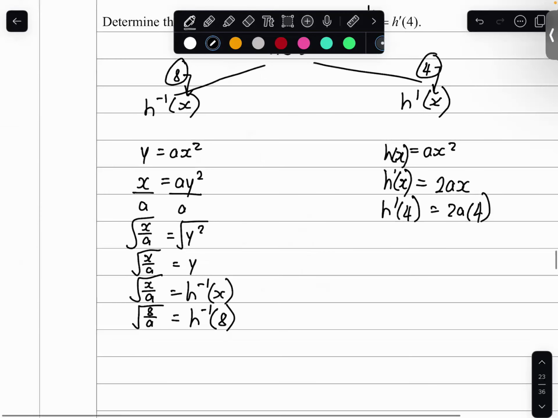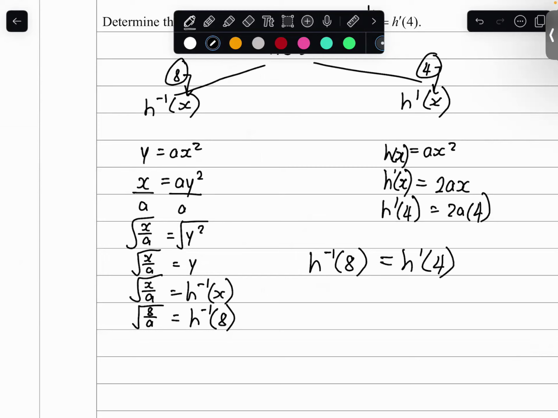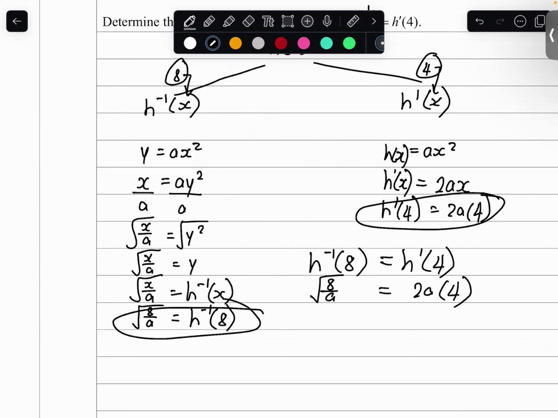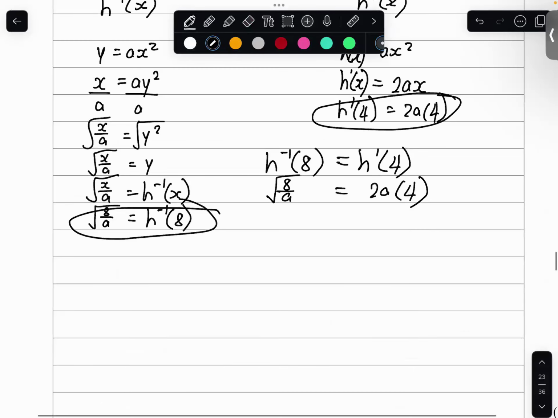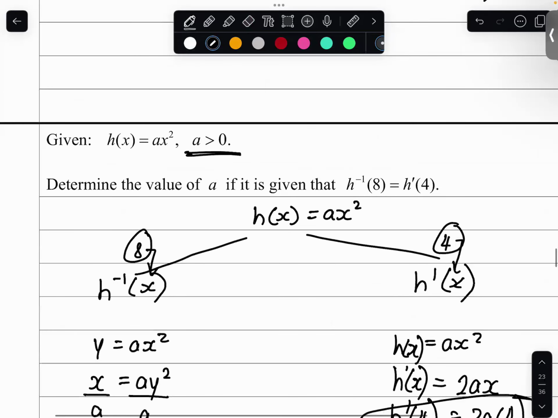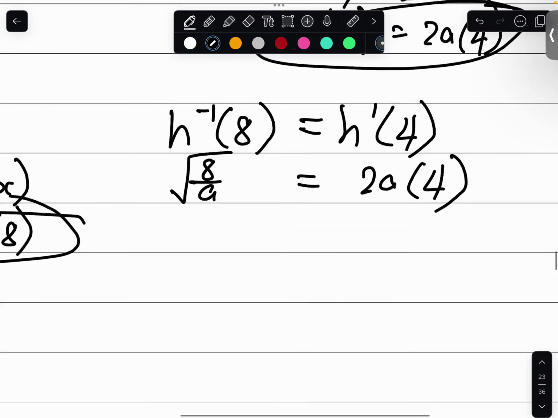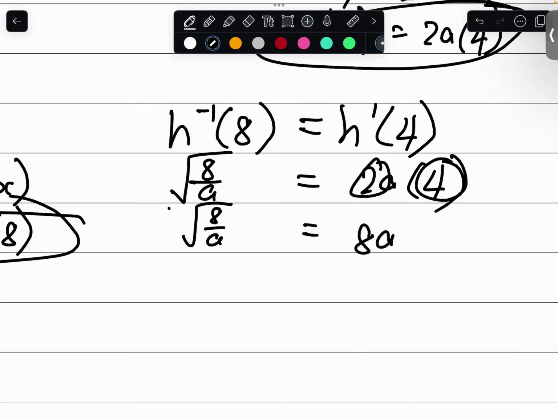And then they're saying at this point, h to the minus 1 of 8 is equal to h prime 4, which means this part is equal to this part. They told me so, right? And so at this point, the only unknown is a, and that's what they wanted me to solve for. So I have the root of 8 over a is equal to 4 times 2 gives you 8a here. I'm going to get rid of that root because it's stressing me out. But what you do to one side, you must do to the other side. That gives me 8 over a is equal to 64a squared.